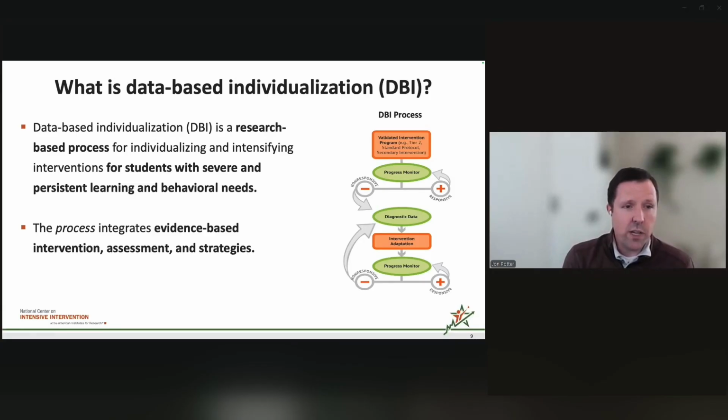The process looks at evidence-based interventions, assessments, how we use those to drive interventions, and strategies we can use to adapt and improve the interventions we're providing. The research on data-based individualization and all its components goes back decades, as early as the 1970s, even the 1960s, with some of the early work around curriculum-based measures and effective instructional practices.